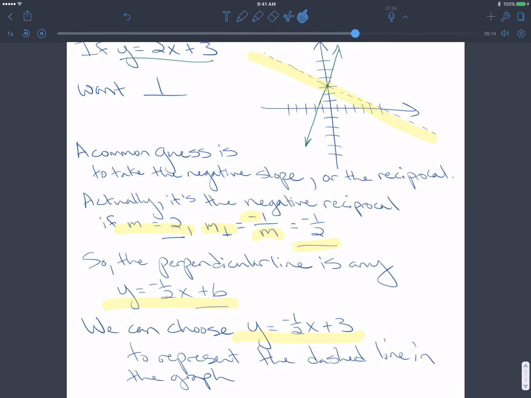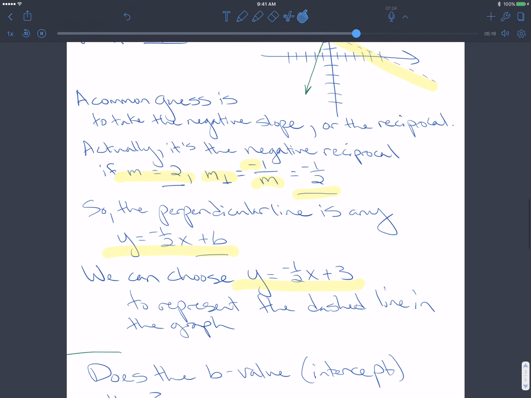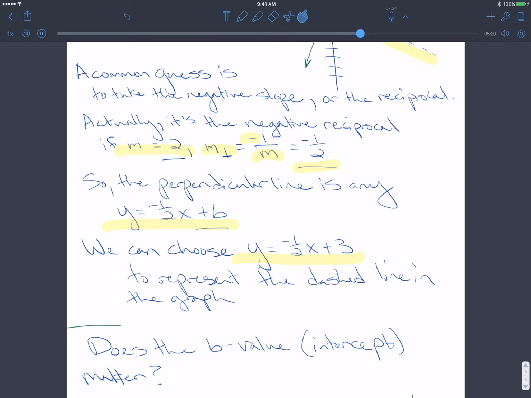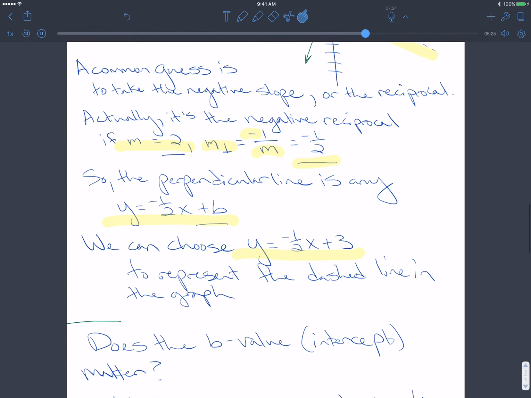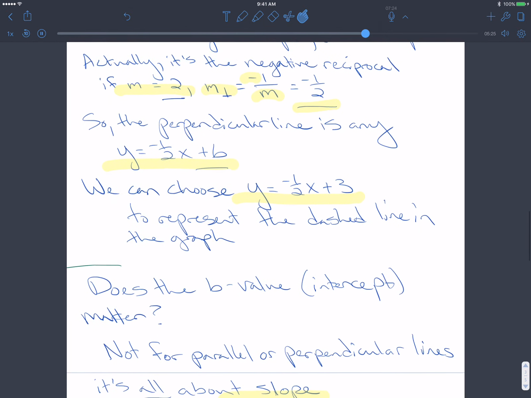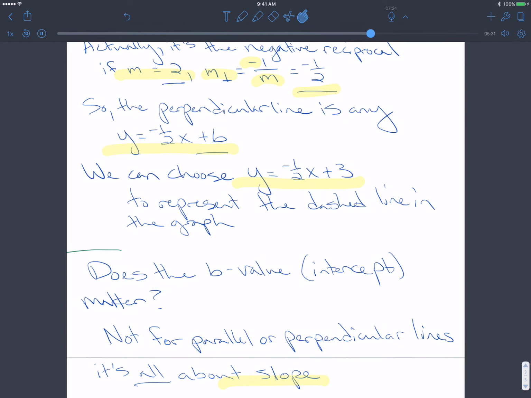And in fact, it is. My next question would be, does the b value matter? Does it matter what I pick for b? Does it change whether it's parallel or perpendicular? I just said no, it doesn't. b could be any b, and it will still be parallel or perpendicular depending on the choice of the slope. Whether a line is parallel or perpendicular to another line depends solely on their m values. If the m values are the same, they're parallel. If the m values are negative reciprocals of each other, then they're perpendicular. Anything else, it's neither.